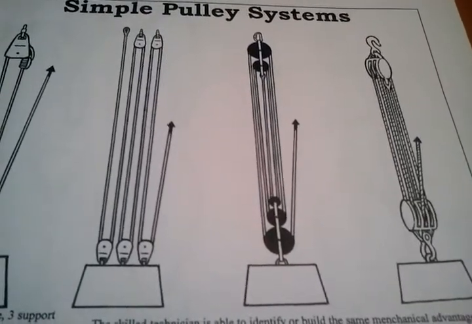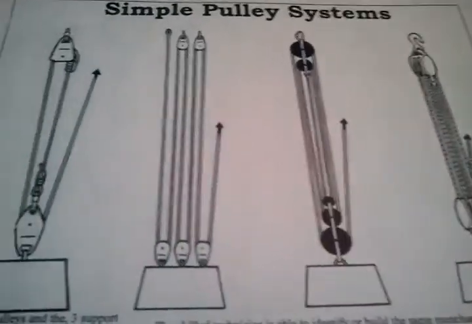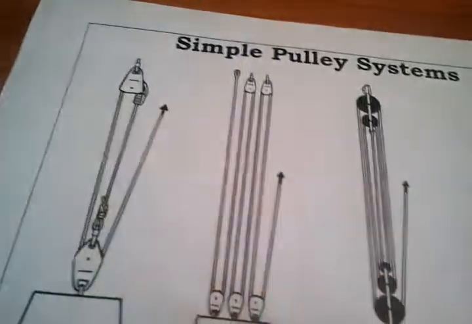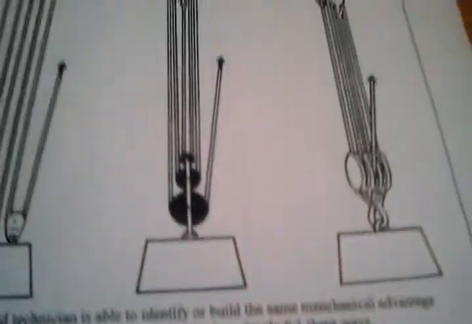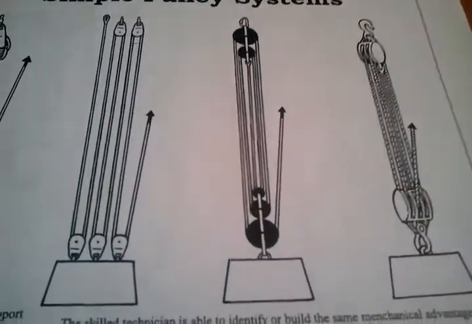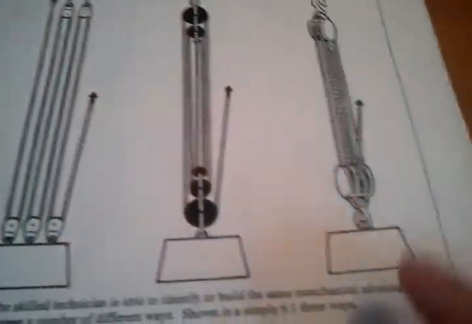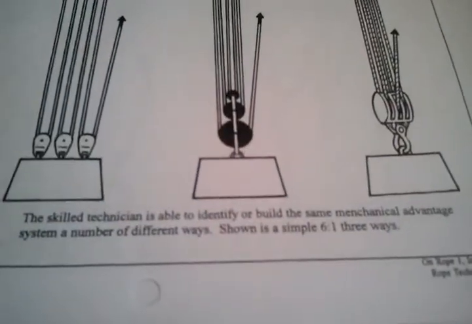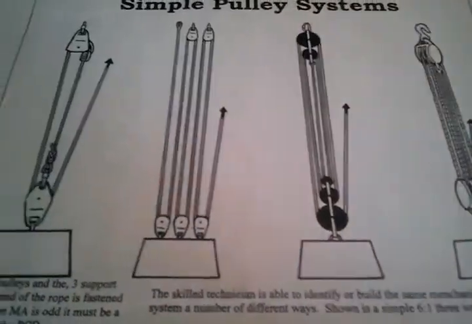If we use the other method, where we count the number of pulleys plus 1, that should also tell us. Let's do this one as well: 1, 2, 3, 4, 5, plus 1 is 6. So both came out 6 to 1, and if we check down here, they are 6 to 1. These are just 3 different ways. Here are 3 pulleys, and 5 plus 1 is 6. Here's another, and again it's 6 as well. So these are just different ways that you can make a 6 to 1 pulley system.